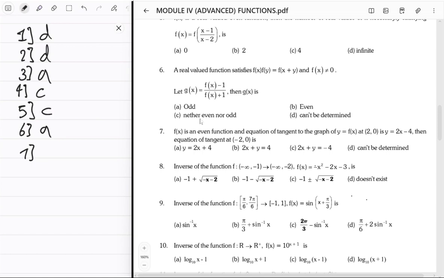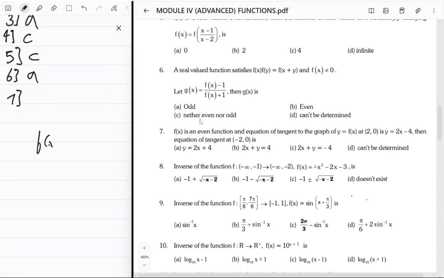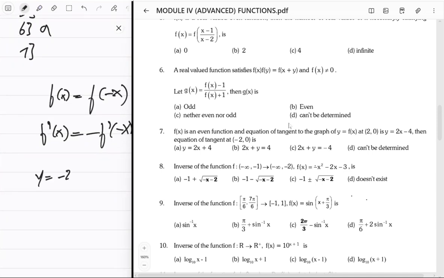It's actually pretty easy. It's an even function, so f(x) is equal to f(-x), and this is true for all real values of x. What does that mean? If you take d/dx on both sides, it gives us f'(x) is equal to negative f'(-x). Which means at (2, 0), if the slope was 2, then at (-2, 0) it will be negative 2. So y equal to negative 2x plus some constant.